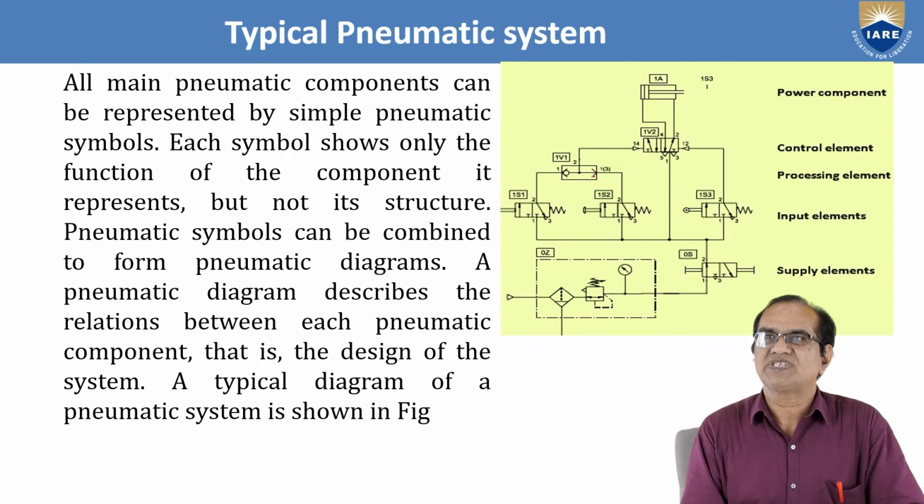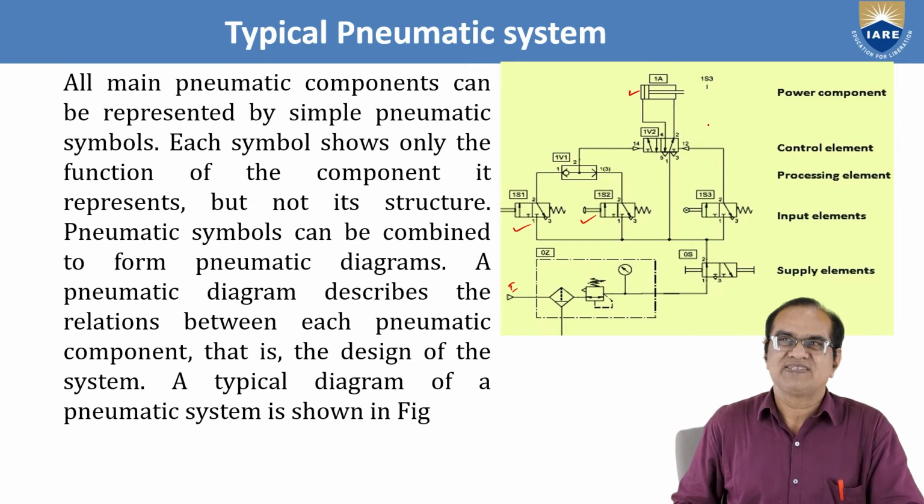This you can see here: power component, control element, processing element, input element, and the supply elements. And here every component has been given a symbol. So here these are the actuators. This is also actuators. Here are some valves. Here is the input. Then here we have the motor and other pressure devices. Then it goes like this. All the systems are operated. This you can see, the same system is represented in a typical manner.